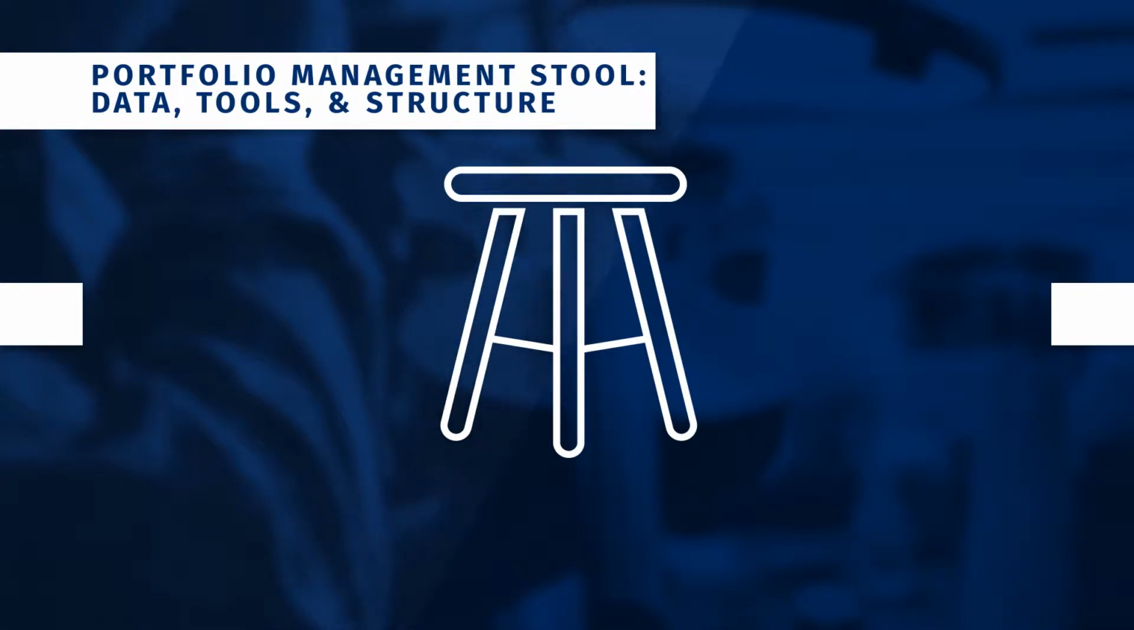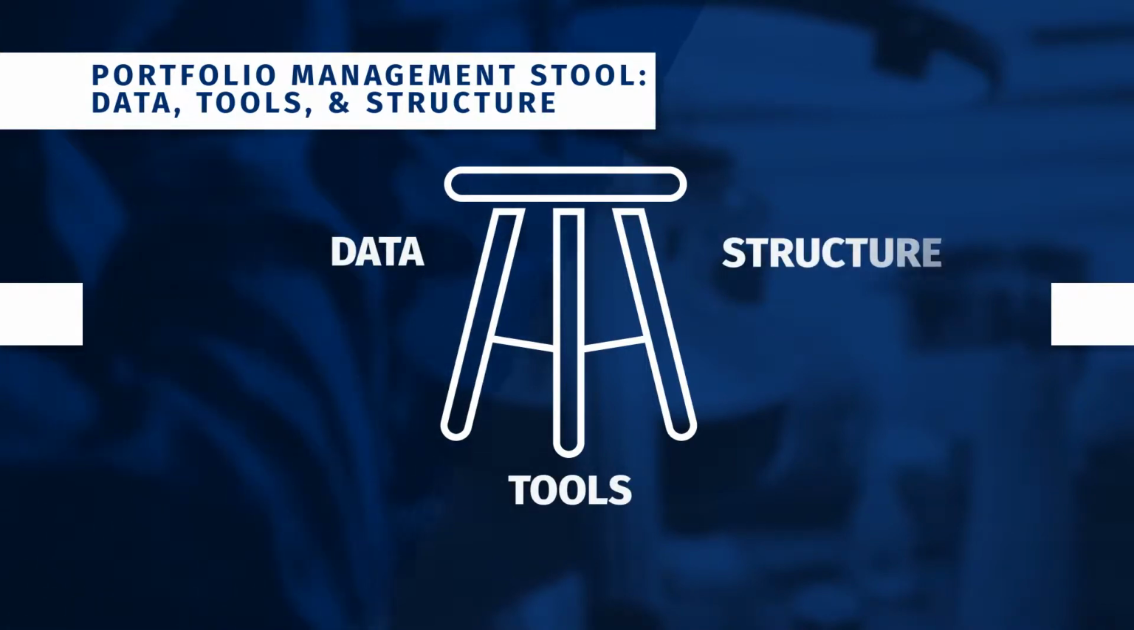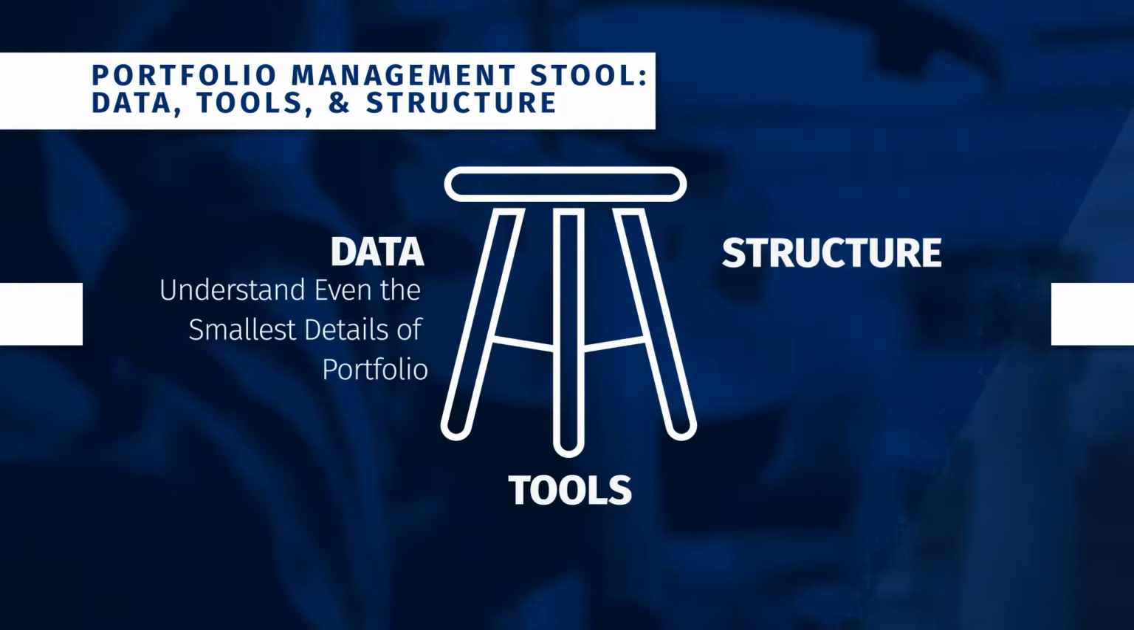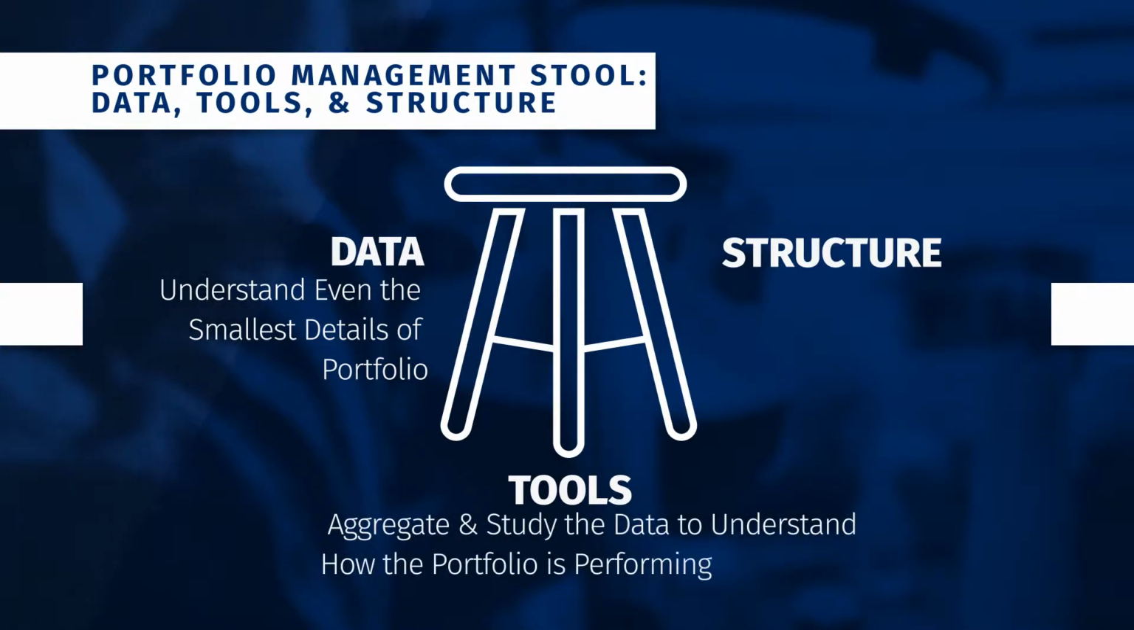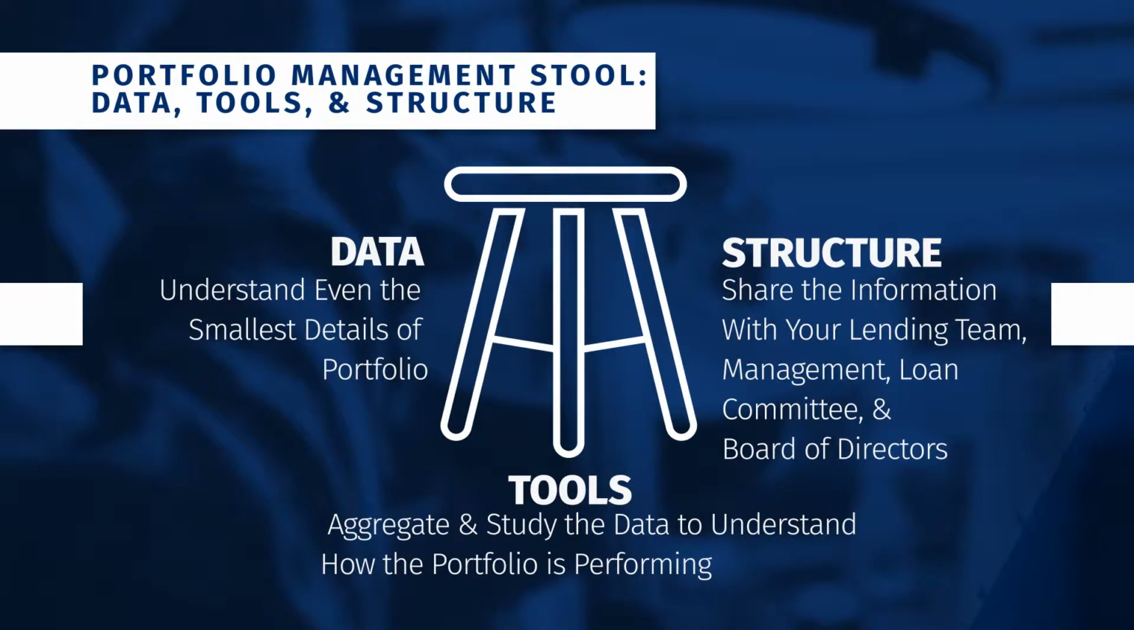Consider a 3-legged stool. Each leg is critical to the balance, strength, and overall performance of the stool. Now, consider portfolio management as a 3-legged stool, made up of data, tools, and structure. Gathering data allows you to understand even the smallest details of your portfolio. The tool or tools you use to manage that data will allow you to aggregate and study the data to understand the portfolio's performance. And the structure leg of the stool relates to your team.